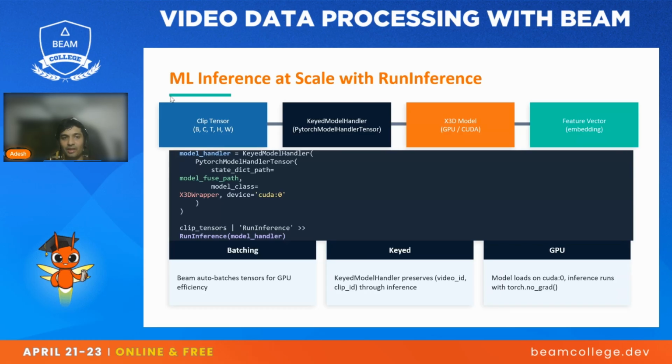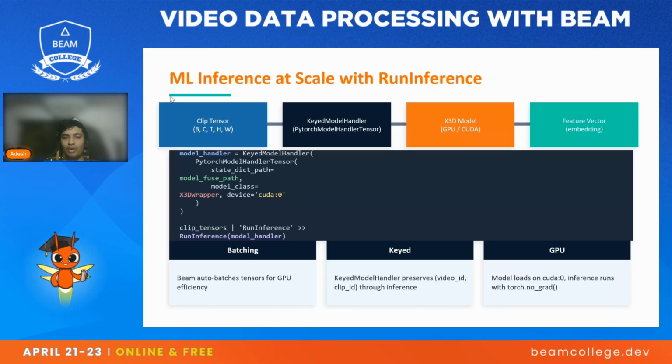Once we have the clip tensor, next we go towards the keyed model handler. Apache Beam provides two different model handlers. One is the keyed model handler, the other is an unkeyed model handler. Why are we using the keyed model handler? For example, if you are going to process 20 or 30 or 100 videos at scale, the frames and the clips of those videos, while being processed in parallel, could get mixed with each other.